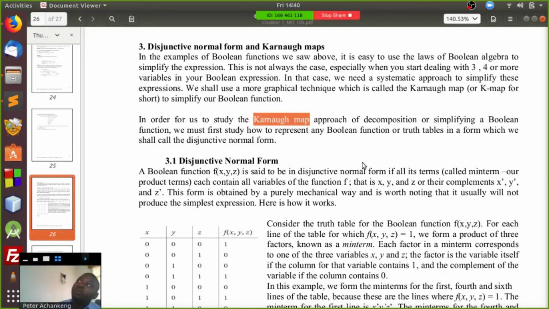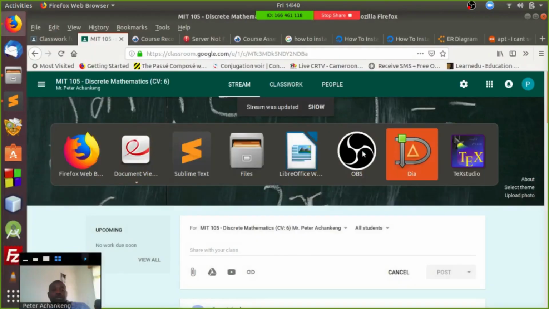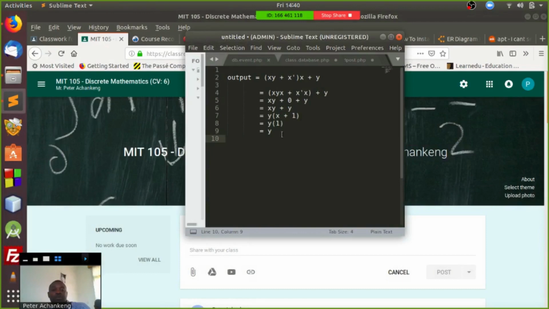So if you look at the result that we just had earlier, let me go back to this example that we were doing. Let's just look at the output. If I use this line, for instance, xy plus y, this is a Boolean expression. What I can tell you about xy plus y is that it is not in the disjunctive normal form. And what is the reason? Why is it not in the disjunctive normal form?